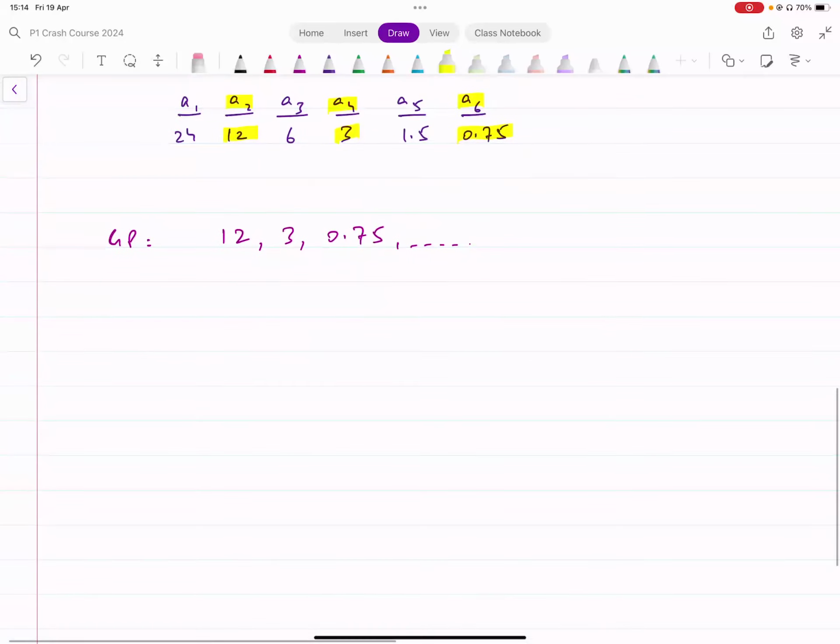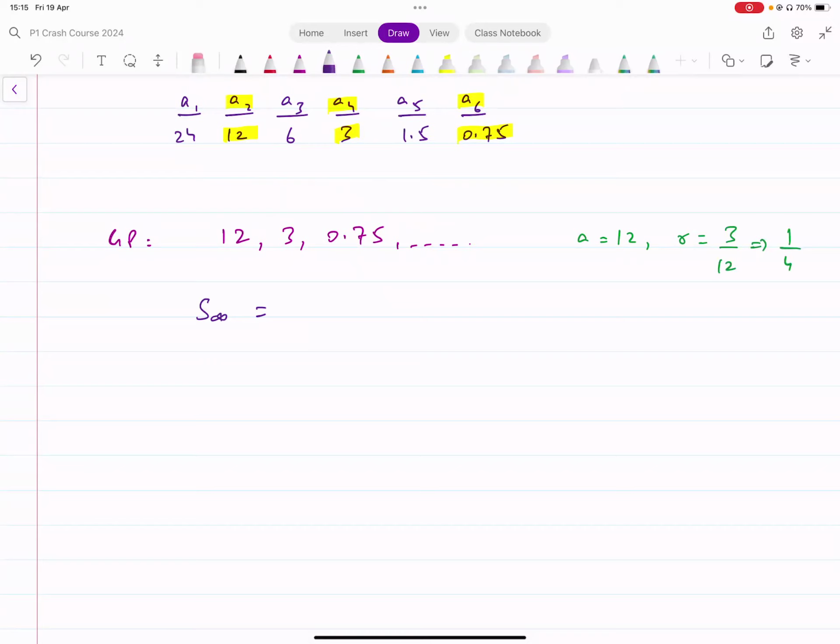Okay, so now we find the sum to infinity of this progression. What does that turn out to be? A is 12. We can write down the value of A and R. What about the ratio of this sequence? You can see the ratio is constant. 3 over 12, that's 1/4. 0.75 over 3, you can check that. That's also 1/4. So this is also a GP. Ratio is 3 over 12, which is 1/4.